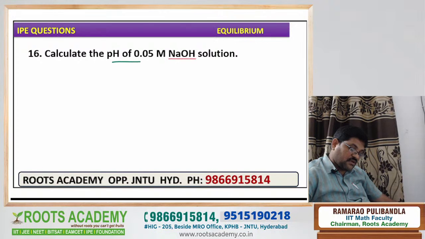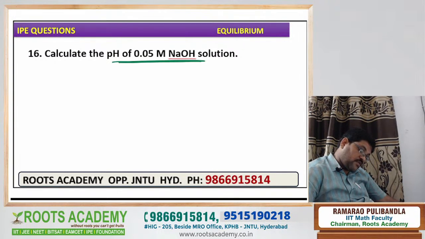See the next question. IPE 2 marks question. A simple problem is given like this: calculate the pH of 0.05 molar NaOH solution. Simple statement. NaOH when dissolved in water, NaOH aqueous solution, what do you get? You get Na plus aqueous plus OH minus aqueous. Here, how many moles of OH minus ions do you get?